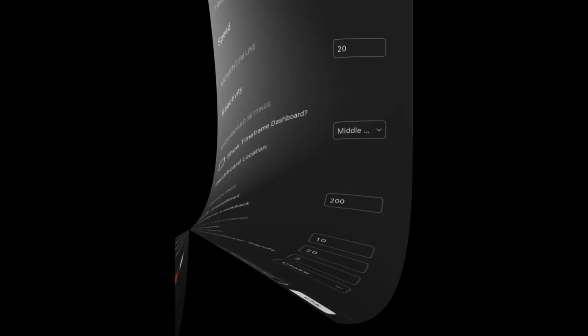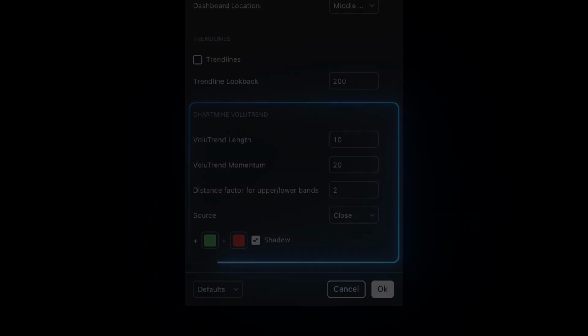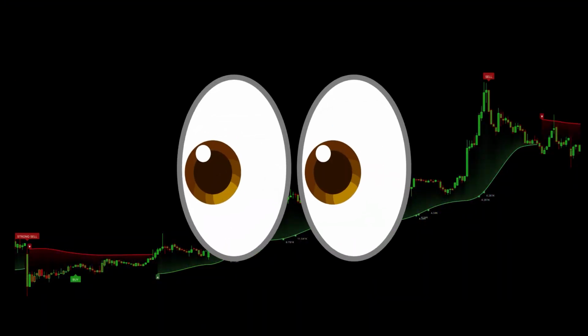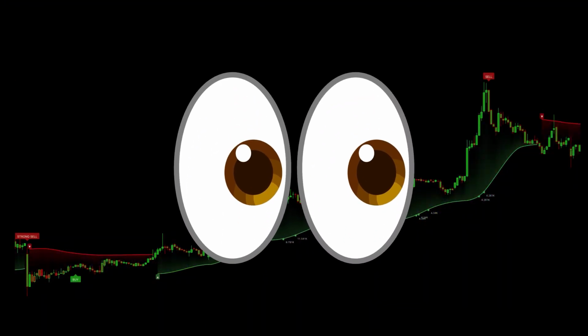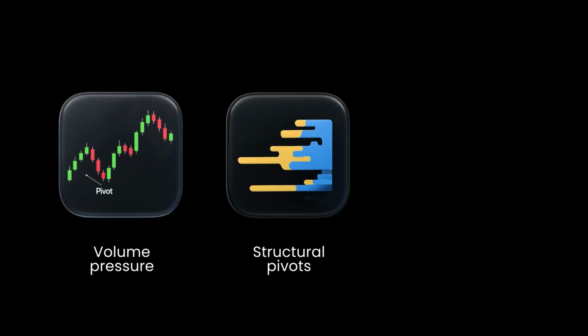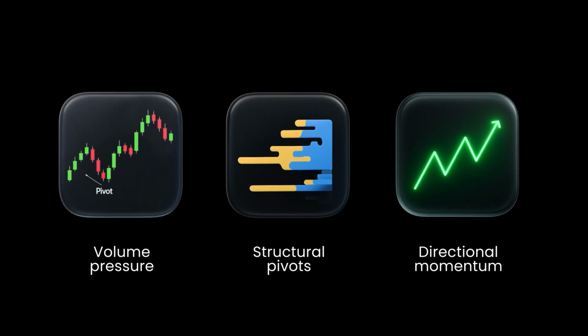Let's dive in. Welcome to ChartMine Volutrend, a precision tool built to help you ride true market trends, not false moves. Volutrend goes beyond price and focuses on what really drives movement: volume pressure, structural pivots, and directional momentum.